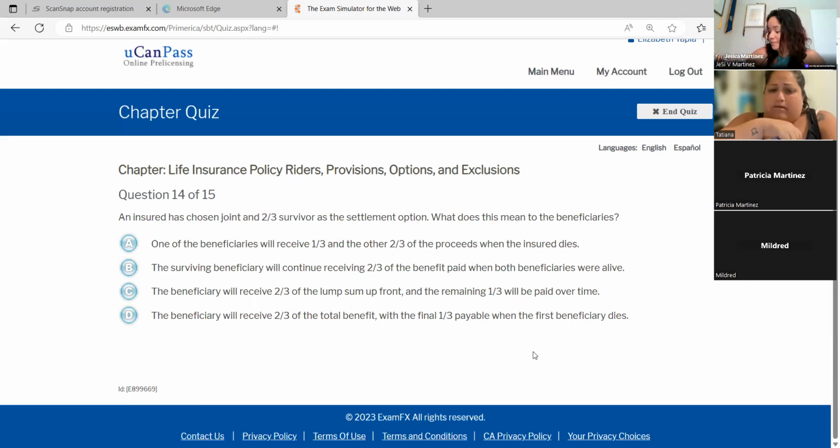What do you guys think? I'm not sure, but I'm going to go with B. It says an insured has chosen joint. Not sure.